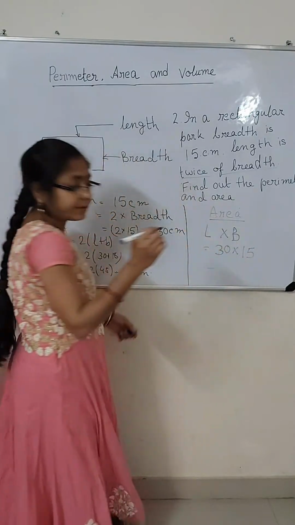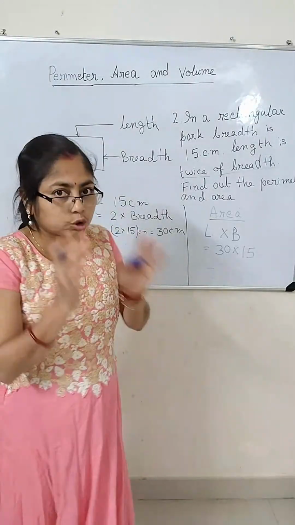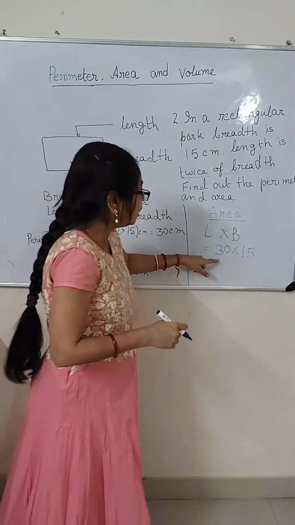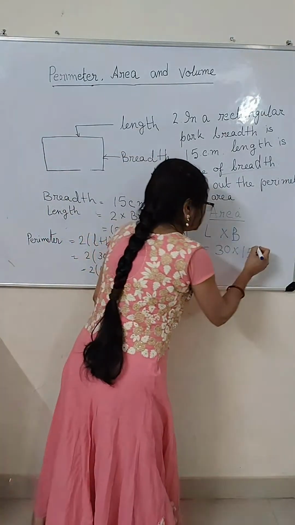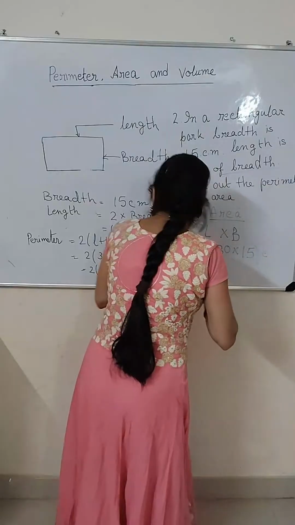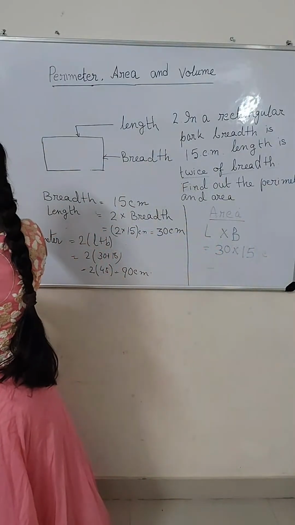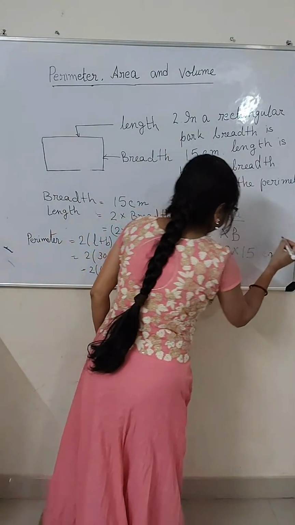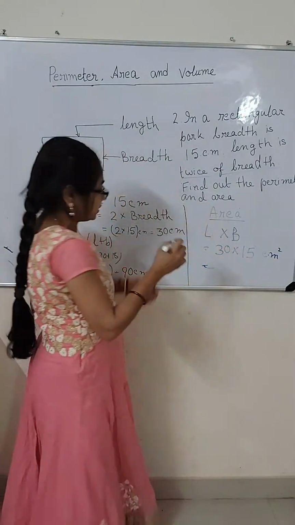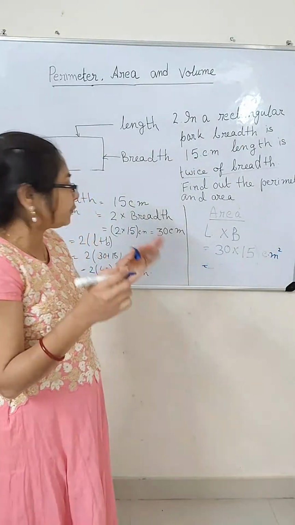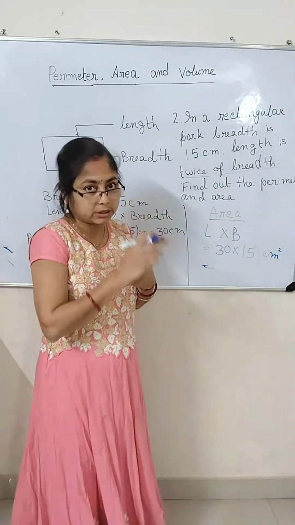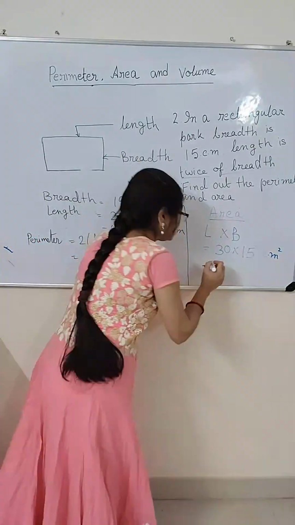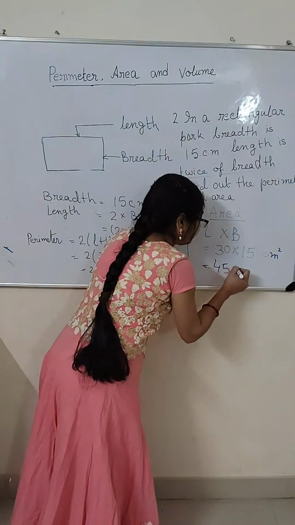So I give a trick: not to multiply it normally. How can you do this one? Only multiply, and I give the centimeter square. First I complete this one. 15 into 13. First what you are doing? Only 15 into 3 you do. It is 45. And you give 1, 0.